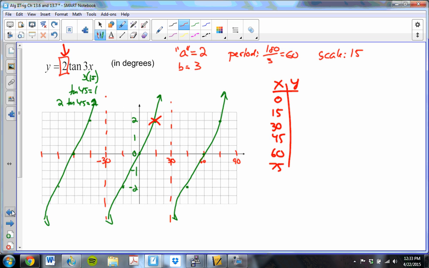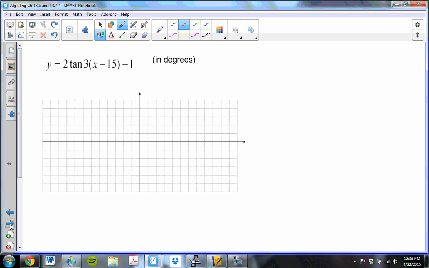We'll do the same exact thing, 2 tan 3x, but I'm going to move this to the right 15 and down 1. Other than that, everything stays the same. So, what's my scale? Just like on the last problem, my scale is going to be 15s. The period is 180 over b, which is 180 over 3, which is 60. So for my scale, I divide that by 4. So I'm counting by 15s. There's 15, 30, 45, 60.